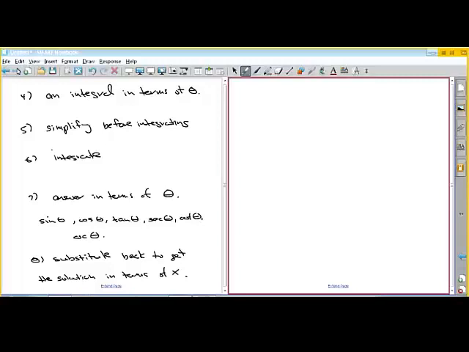The substitution part should be pretty straightforward, and the simplification should be straightforward. The integration, I'll give you a little bit of a hint, because I don't want you to mess the whole problem up because you can't solve the integral. I do want you to know how to do all the other steps. Those should be pretty easy.